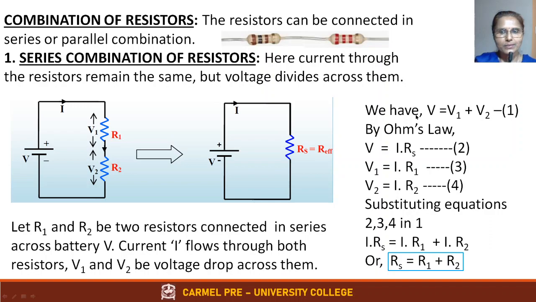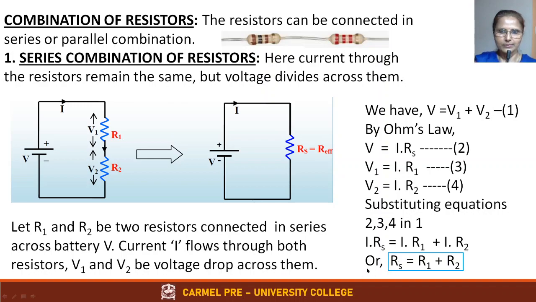Okay, what is the main equation? V is equal to V1 plus V2. So we have expressions for V, for V1 and also for V2. Can we substitute all these here? When we substitute, we get I into RS is equal to I into R1 plus I into R2. I is common. If you cancel out all the I's, what are you left with? RS is equal to R1 plus R2.